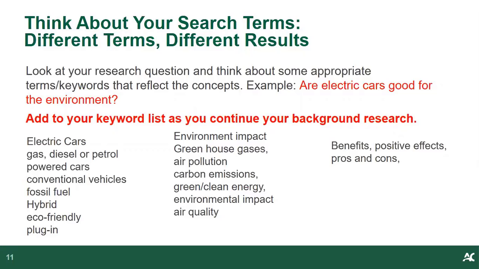So for electric cars, we could look for hybrid, eco-friendly, or plug-in. For the environment, we can look at environmental impact, air pollution, carbon emissions, green or clean energy. And for the impact part, it could be positive, negative effects, benefits, pros or cons. Try all these words in different combinations, and you will see you'll find different results.